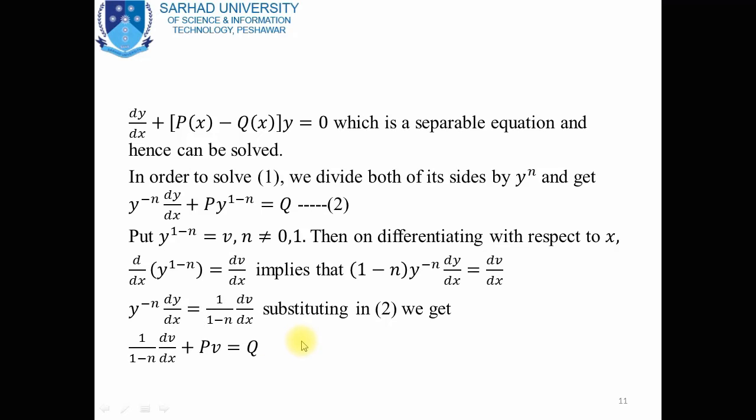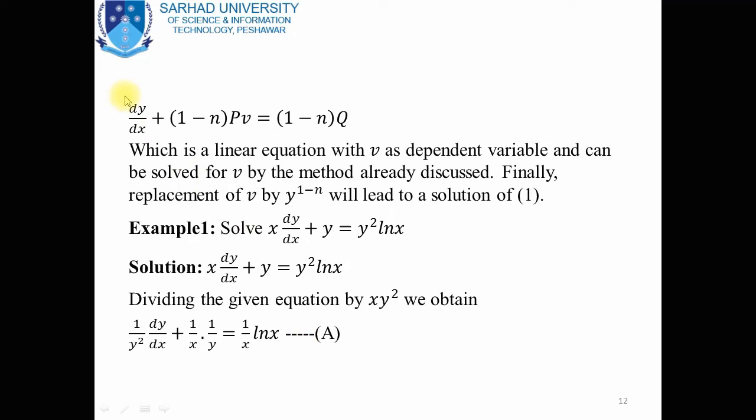After simplification, we obtain the standard form of linear differential equation: dv by dx plus 1 minus n pv is equal to 1 minus n q function, which is a linear equation with v as dependent variable and can be solved for v by the method already discussed. Finally, replacement of v by y power 1 minus n will lead to a solution of equation number 1.